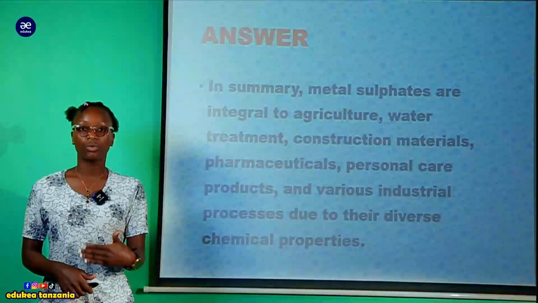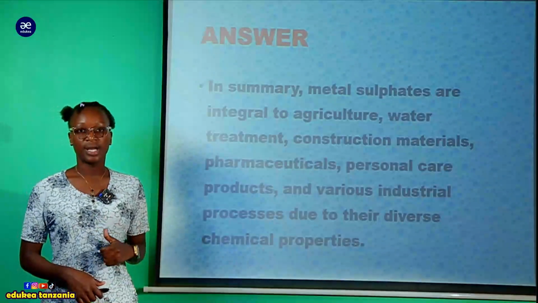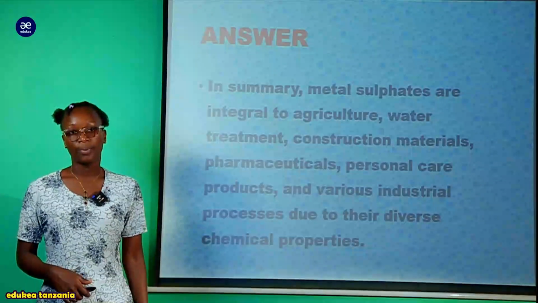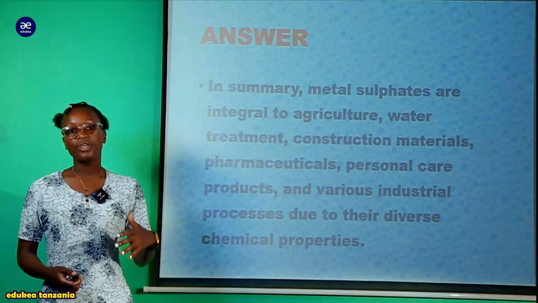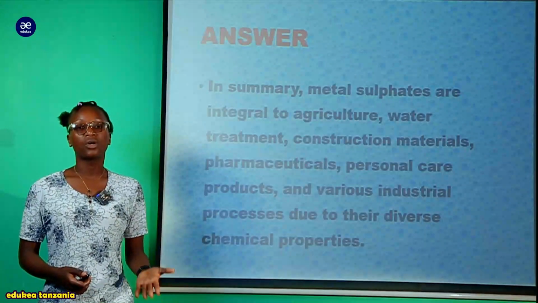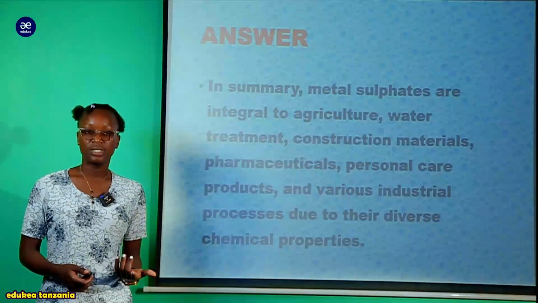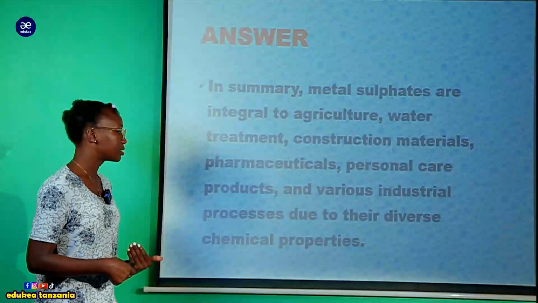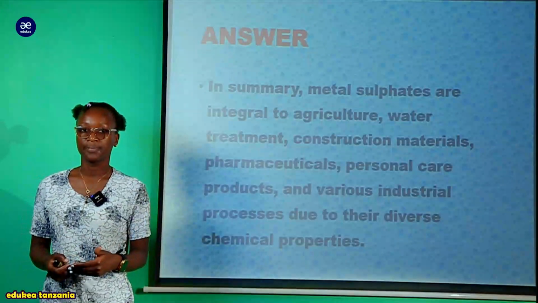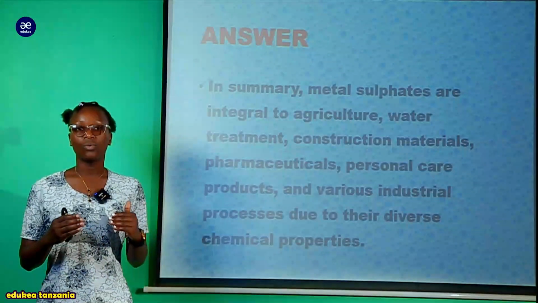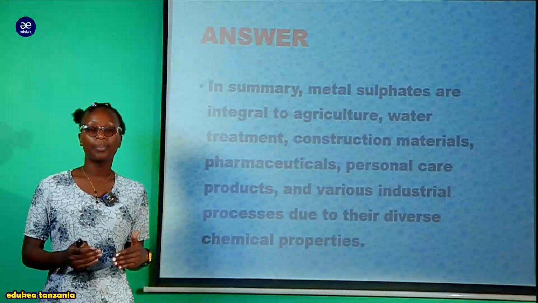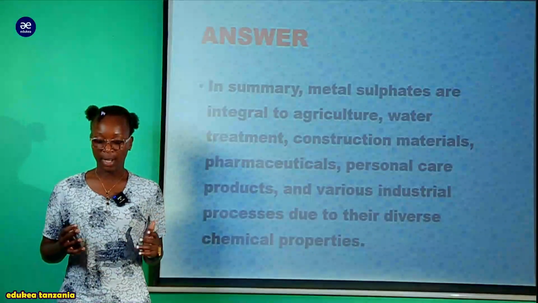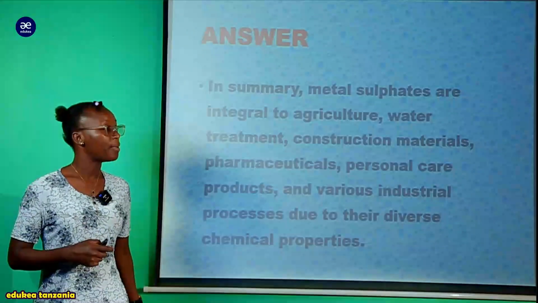So cha msingi tu ni kujua kwenye agriculture how do this metal used, applicable, mfano wake ni upi, only that. How do this metal sulfate in construction material are used, are applicable. The same apply kwenye personal care product, kwenye various industry process. Kwa hiyo kulingana na their wide properties or their chemical properties inapelekea a lot of application in our daily life. So that is all about it.